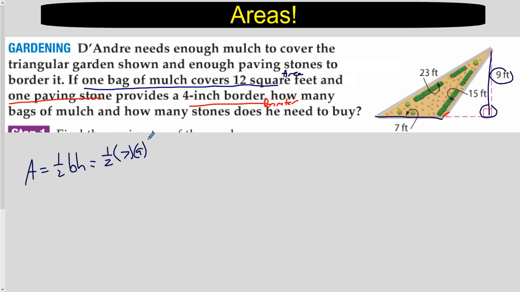So 1/2 of 7 times 9. Well, 7 times 9 is 63, so we divide that in half and we get 31.5. It's in feet, so that's going to be feet squared. If one bag of mulch covers 12, how many do we need? Well, if you do the 31.5 divided by 12, you'll see that you need 2.625 bags of mulch. I don't know if any of you have gone to Home Depot to try to buy 0.625 bags of mulch, but they're not going to like that. So if we need 2.6 bags, we're going to need 3 bags, and you'll have a little bit left over.